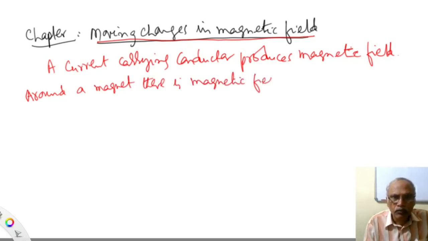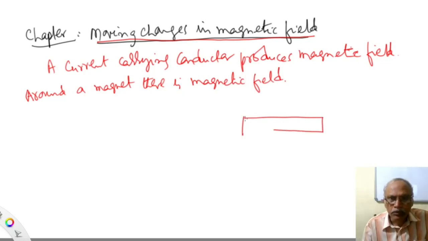For example, suppose there is a magnet. Suppose I am showing a bar magnet. A bar magnet has a north pole and a south pole. You know, a magnet has two poles. Around a magnet there is a magnetic field.